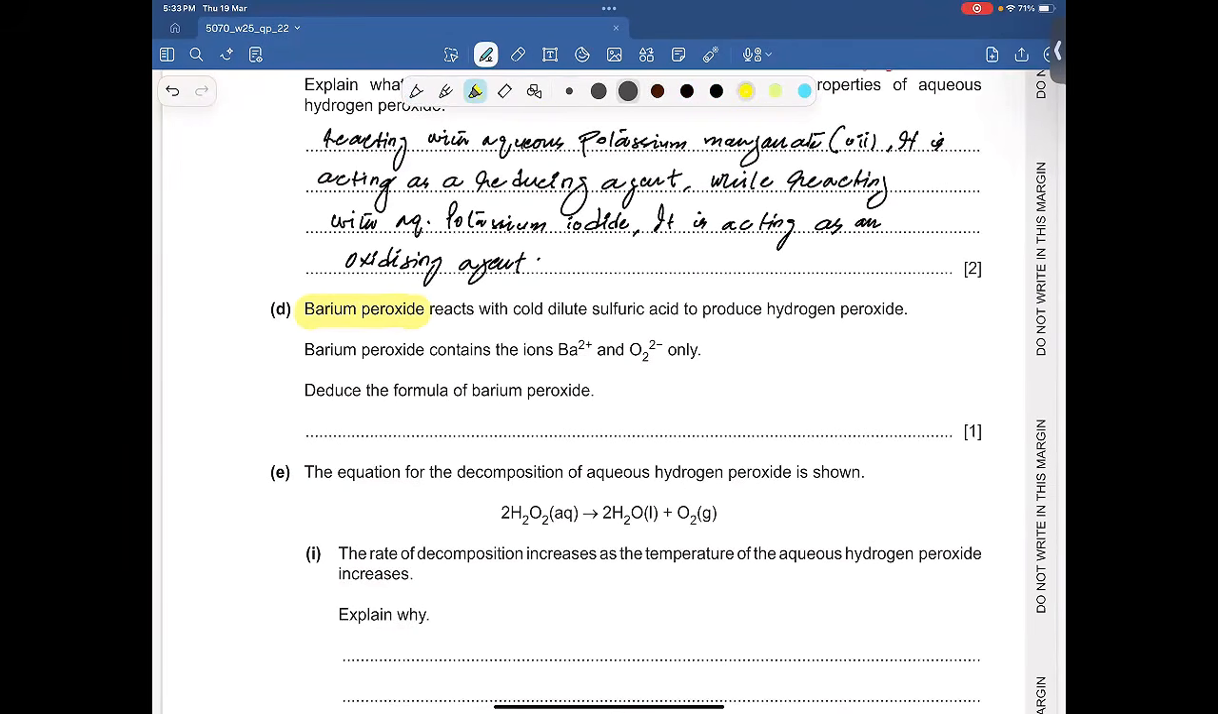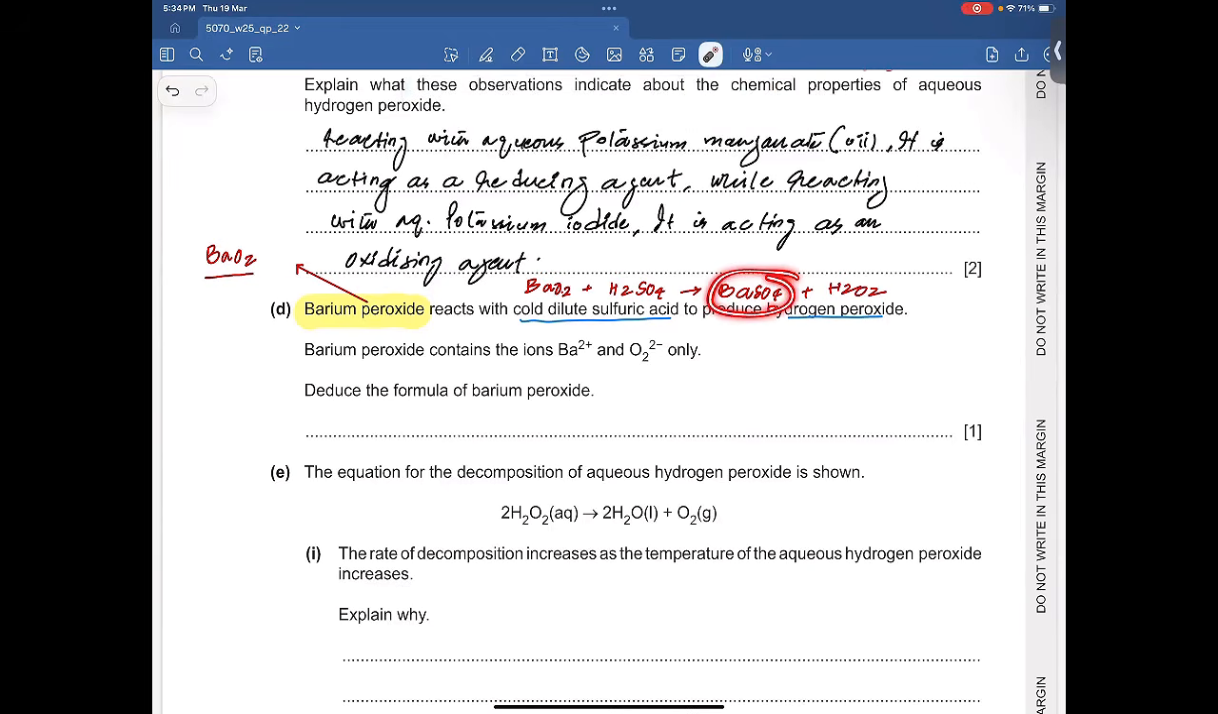Barium peroxide, that's very tricky. Barium peroxide is basically BaO2. All right. This is barium peroxide. It reacts with cold dilute sulfuric acid to produce hydrogen peroxide. Let me give you the equation. This is barium peroxide. It is reacting with sulfuric acid, converting into barium sulfate and H2O2. Okay. And barium sulfate is a white precipitate.